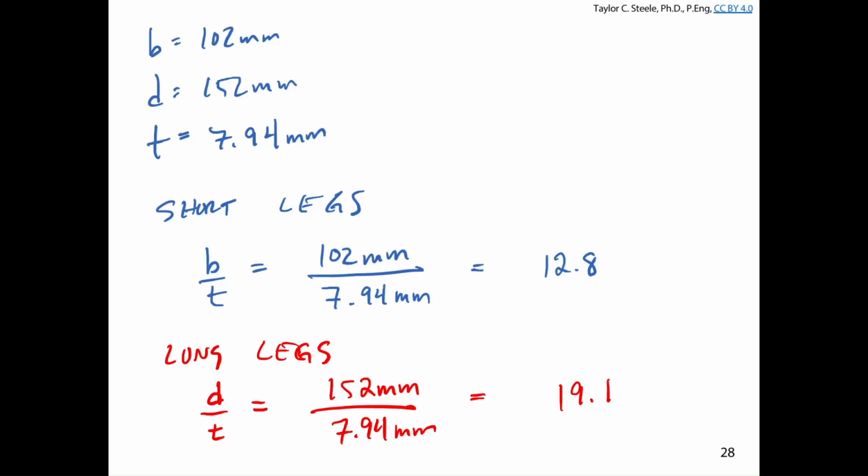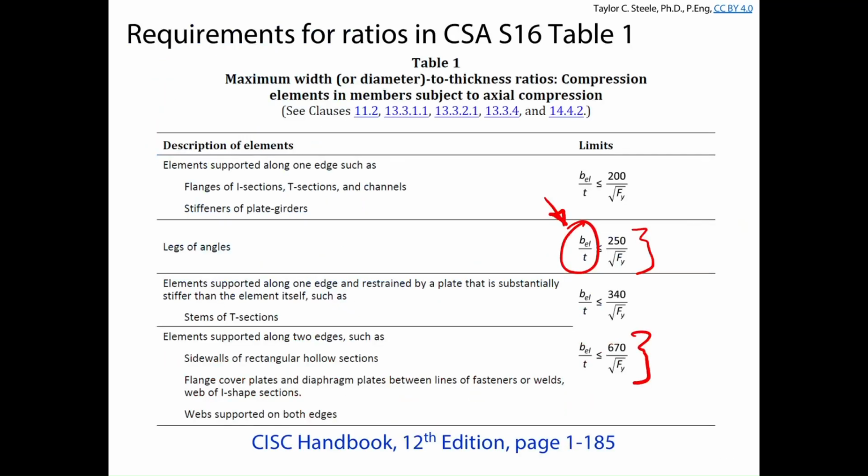So we've got two width to thickness ratios. Do we have enough information yet to determine whether or not we will get local buckling? What do we have to compare this to? Yeah, we need to compare this to the upper limit given in Table 1. If you go to Table 1, which I have here in the slides, it's also on page 1-185 of the handbook. Legs of angles is number 2 here on the slides, and B over T has to be less than or equal to 250 over the square root of Fy in order for us to not get local buckling.